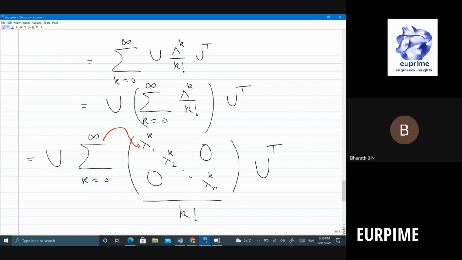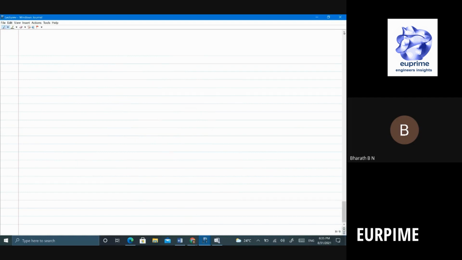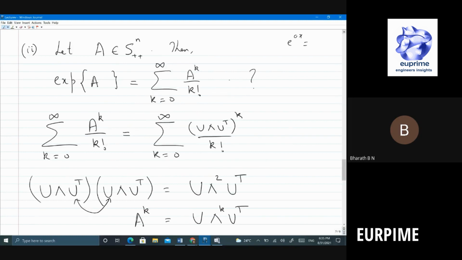So you get e power, right? It's an exponential. Essentially, we started with e power A, right? So the meaning is you have U, a diagonal matrix with e power lambda 1, e power lambda 2, and so on, e power lambda n, then U transpose. Okay, that's what the meaning is.